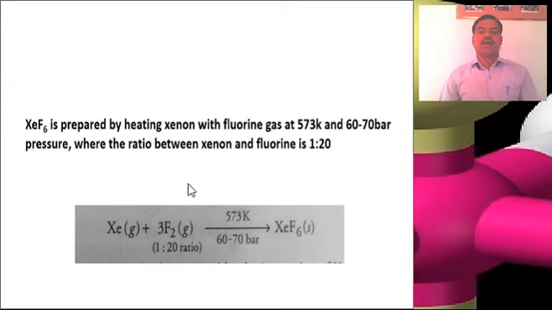Then the last molecule, XeF6, is prepared by heating xenon with fluorine gas at 573 Kelvin and 60 to 70 bar pressure, where the ratio between xenon and fluorine is 1:20. Xenon gas reacts with 3F2 at 573 Kelvin and 60 to 70 bar pressure to give solid XeF6.